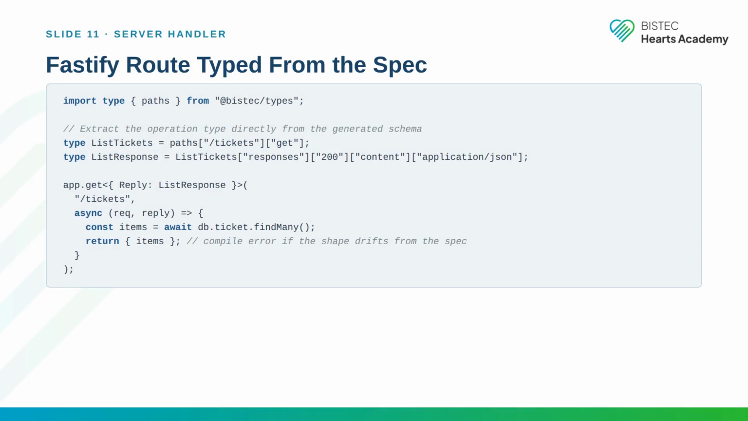Pull the operation type directly from the generated schema. Declare your Fastify route with that reply type. Now, if you return a shape that doesn't match the spec, the compiler catches it. No integration test needed to find the drift. Spec-driven, end-to-end typed.